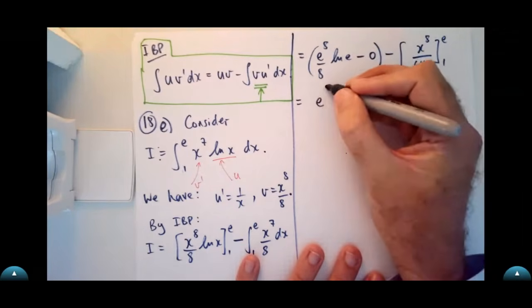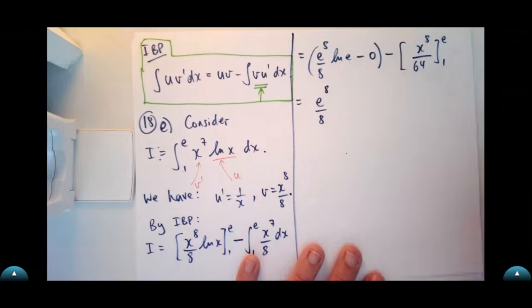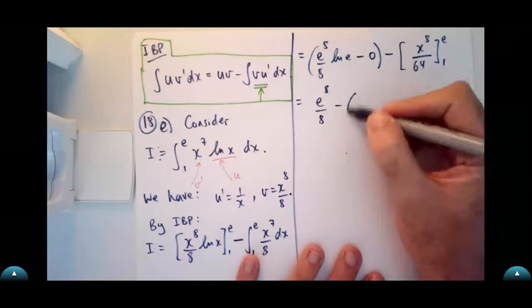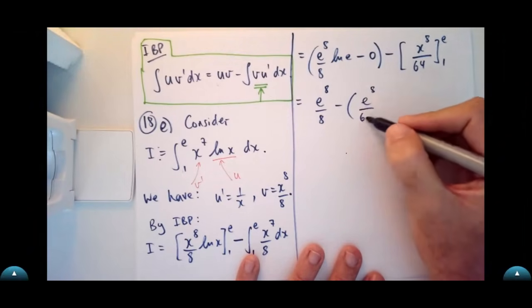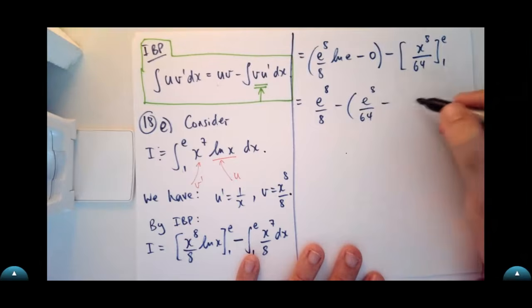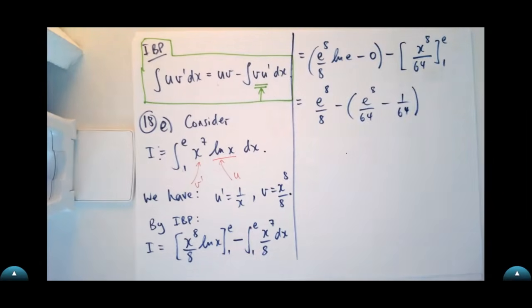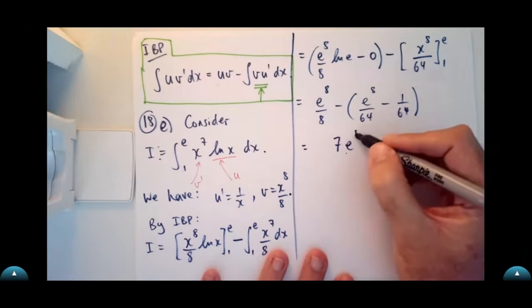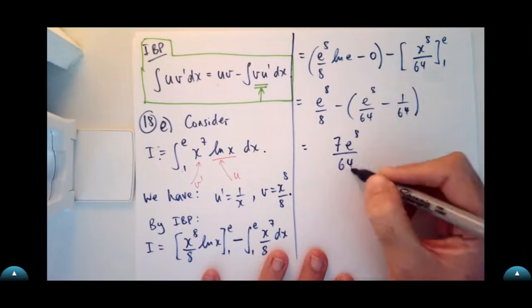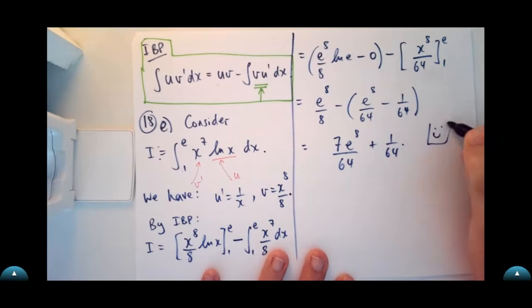Okay, so we're going to get e to the 8 on 8. Log, natural log of e is just 1, minus e to the 8 on 64, minus 1 on 64. So now we can just simplify this thing. It's going to be 7 times e to the 8 on 64 plus 1 on 64.